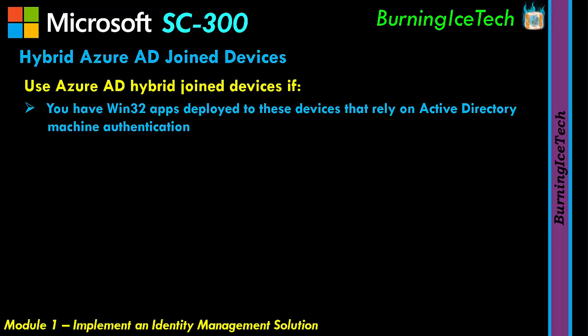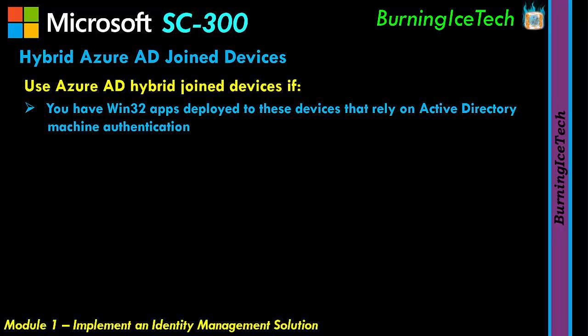They're actually falling away, believe it or not. So if you have Win32 apps deployed to these devices that still rely on the good old-fashioned Active Directory on premises for authentication, yes, then you might still need to use the on-premises Active Directory. At least for the time being, until you get rid of those apps or until you can get something better in the cloud.